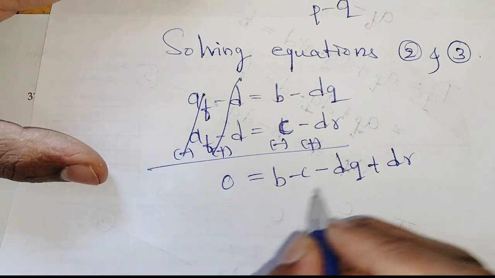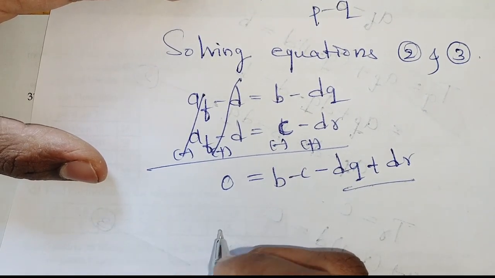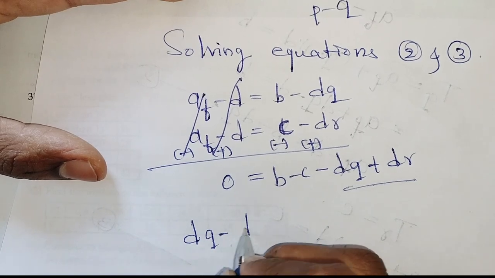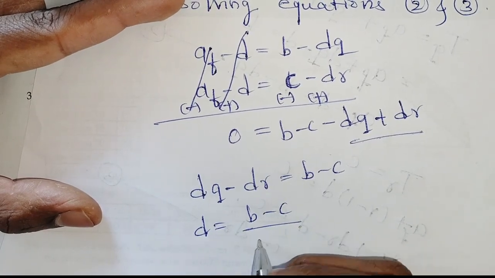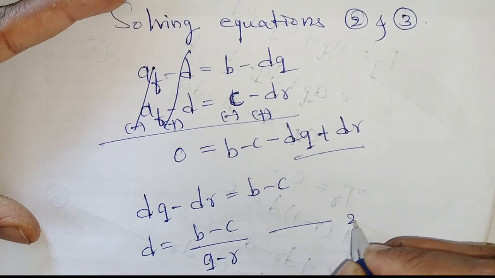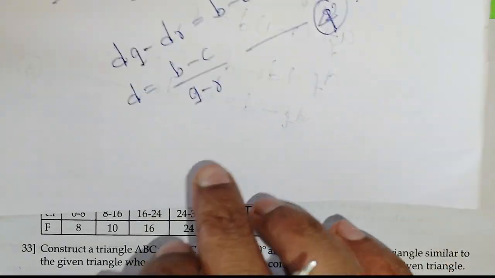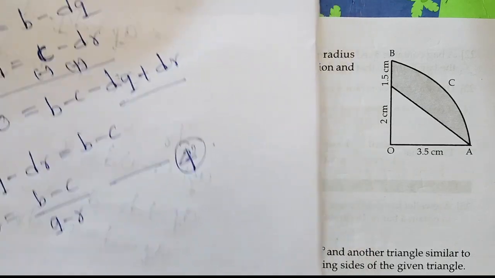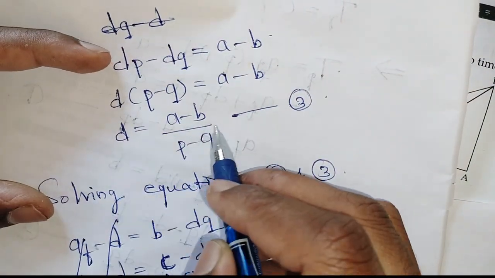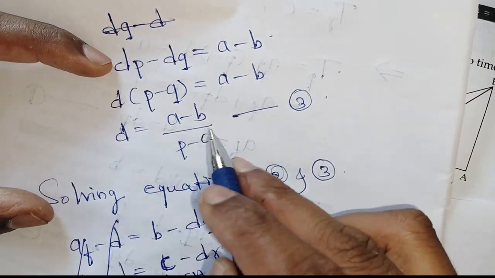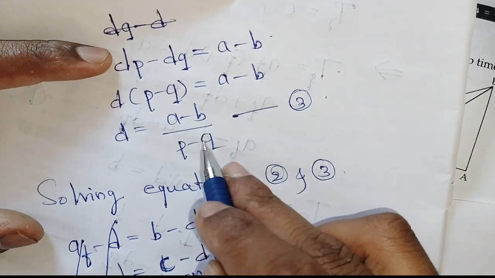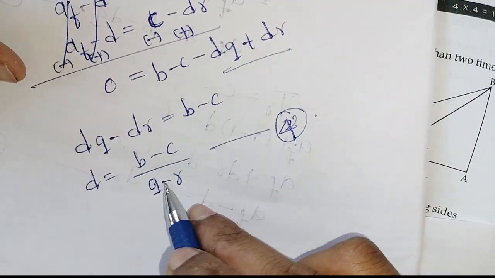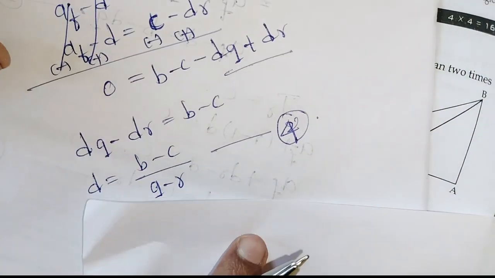Taking this to the LHS, that becomes dq minus dr equals b minus c, and d becomes b minus c by q minus r. This becomes equation number 4. Taking the next page, here the third relation: we have two equations for d, the common difference, that is the ratio of a minus b by p minus q and the ratio of b minus c by q minus r.